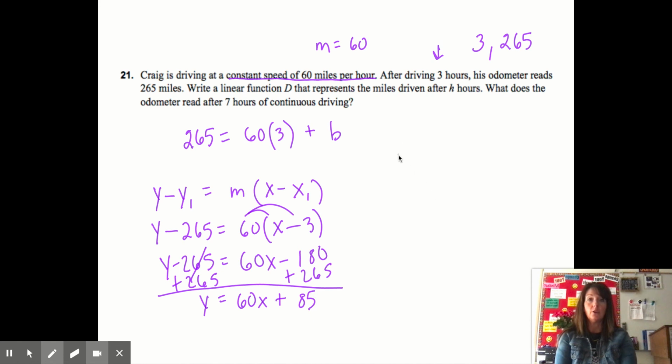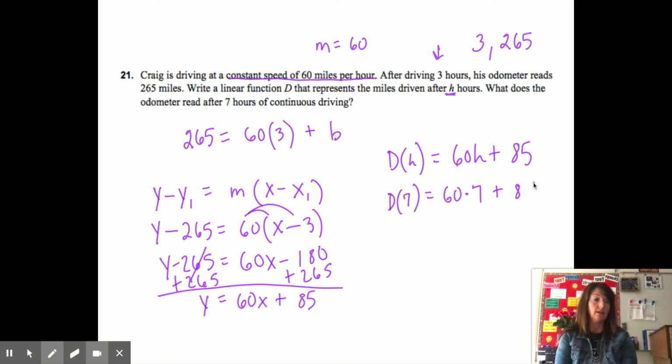And in function notation, we know that d of h would be equal to 60h plus 85, because the independent variable is the hours, and the function d of h would give us that value. Then it says, what does the odometer read after 7 hours? So now we can plug in a 7 here. d of 7 would be equal to 60 times 7 plus 85, and that would give us d of 7 equal to 505 miles.